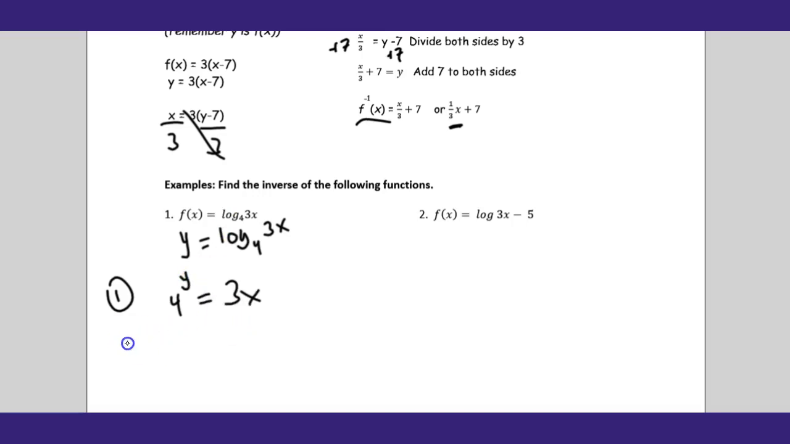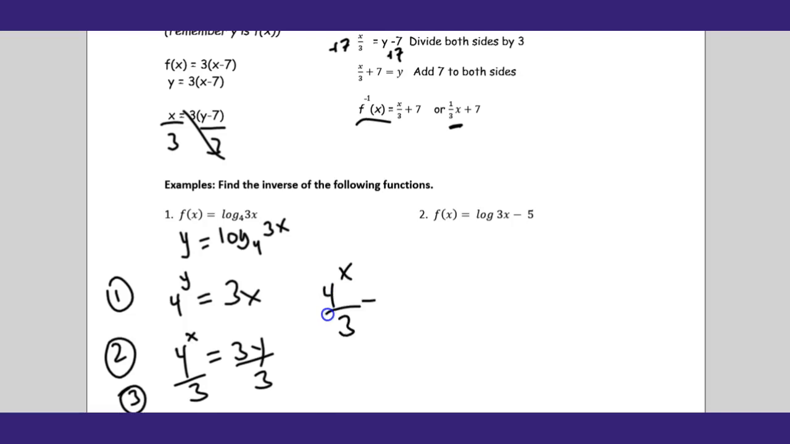Now, step 2, swap x and y. That brings us up here. Swap x and y. So doing so, you will have 4 to the x equals 3y, and then just solve for y. Step 3, solve for y. So I'm going to divide by 3 on both sides. So I end up with 4 to the x divided by 3 equals y. That's our inverse right there.